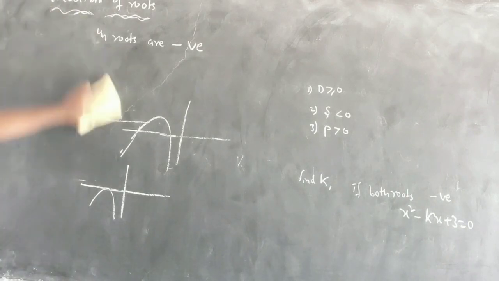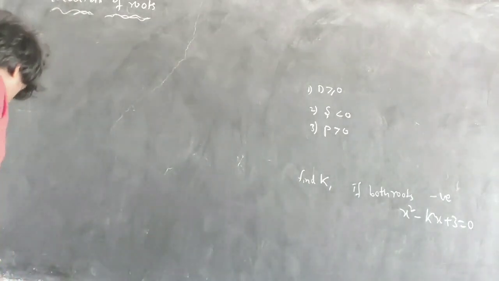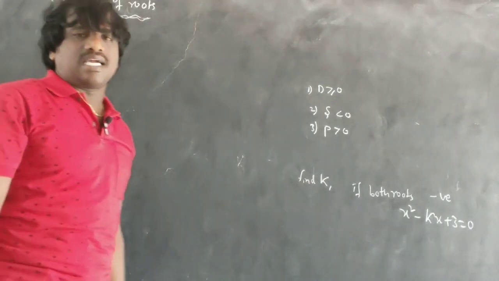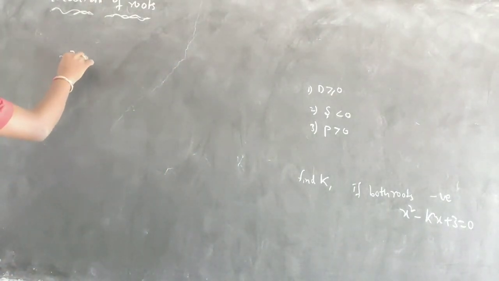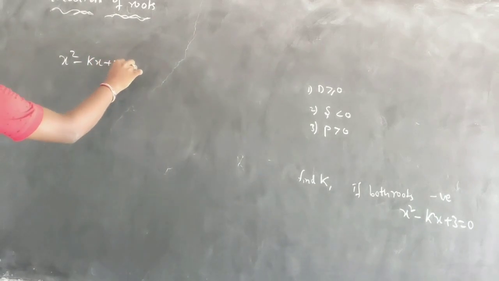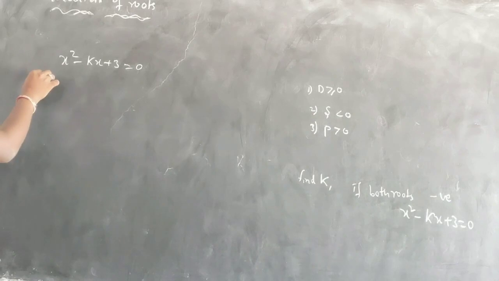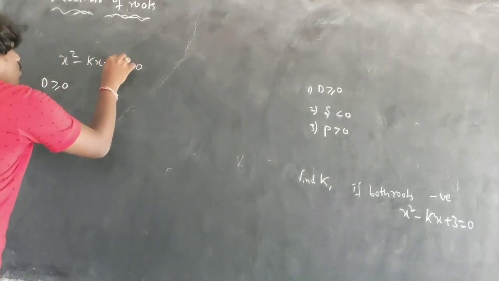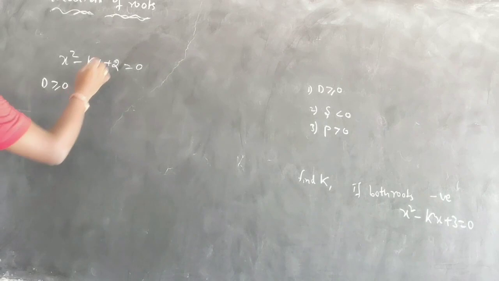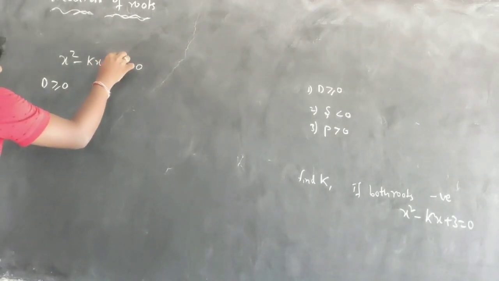Now let us solve a problem on this, the same way. I told you there are 10 cases; this is case number 2. Let's see here: x square minus kx plus 3. I just randomly picked this question. Now, first condition: D greater than or equal to 0. Let us take a nice number, maybe 2, or can I go for 3? Okay, go for 3 only.